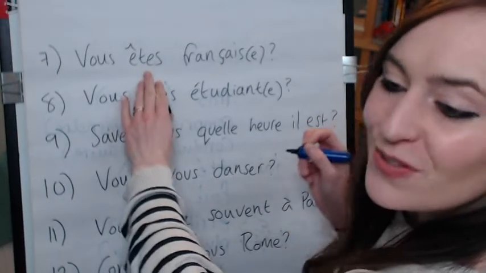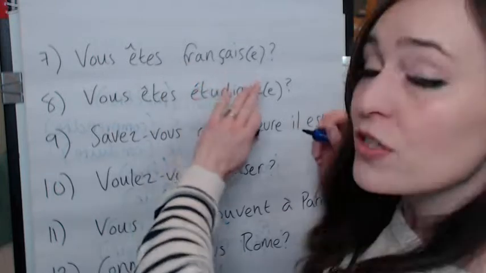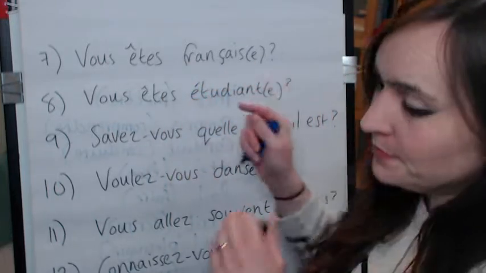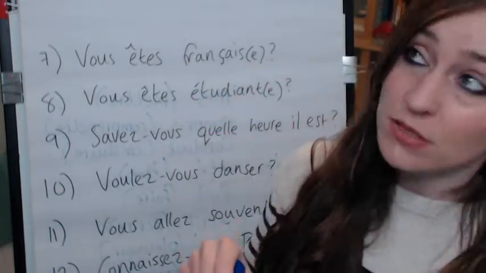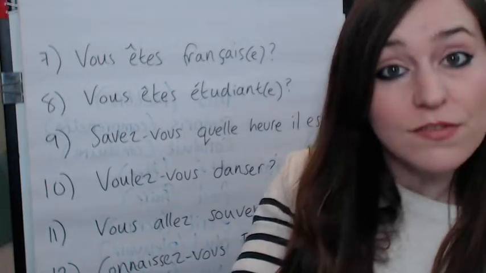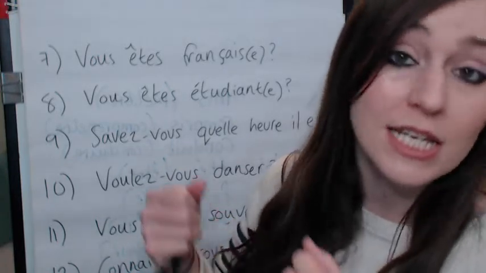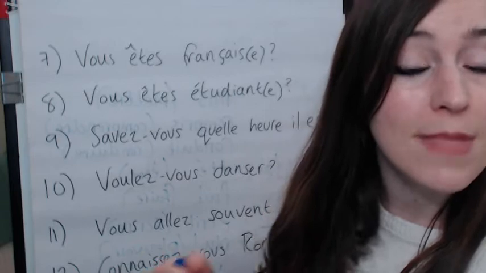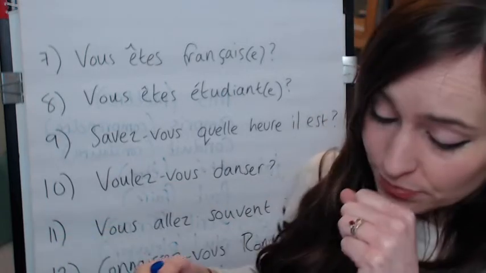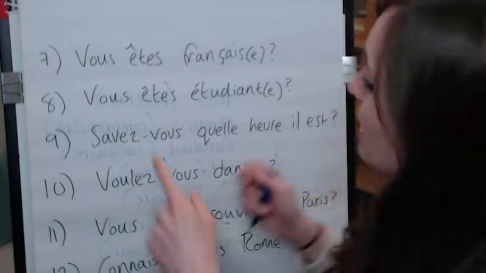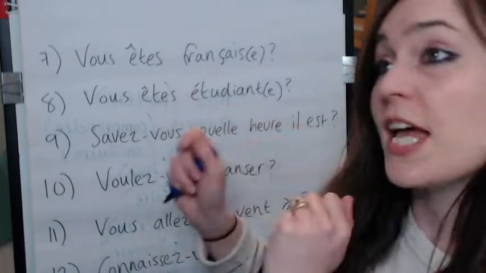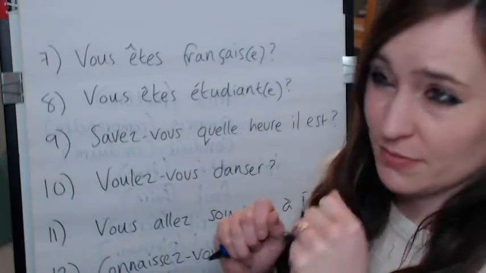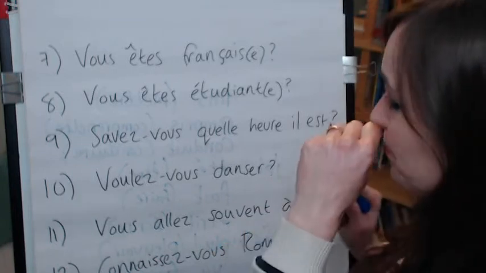Okay, so, vous êtes français ou française? So where there's an extra E in a bracket, that means if you're addressing a female, you need to add an extra E to the adjective in the question. Often the case. Unless the adjective already ends with an E. Excuse me, I can't think of an example there.